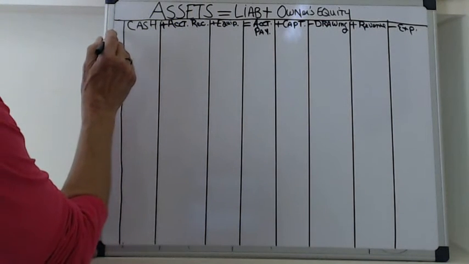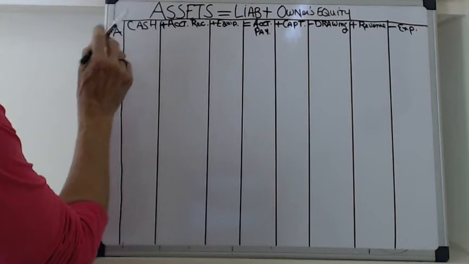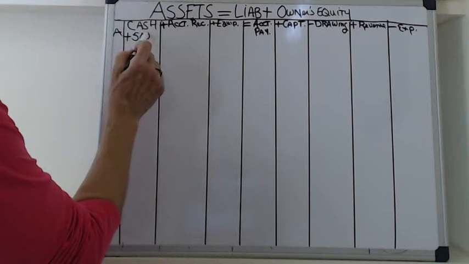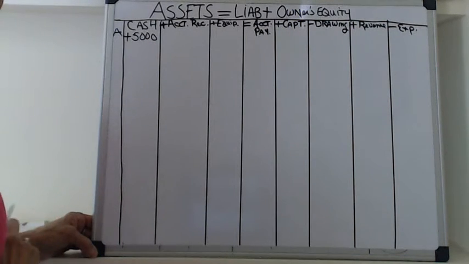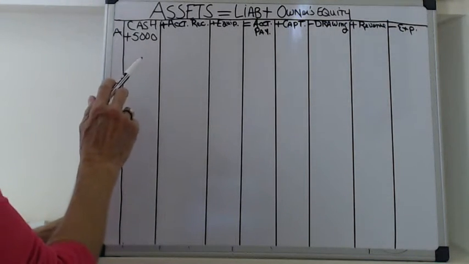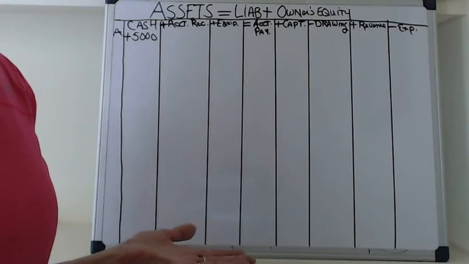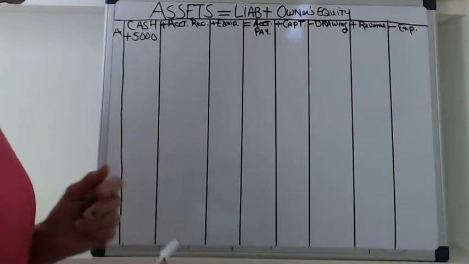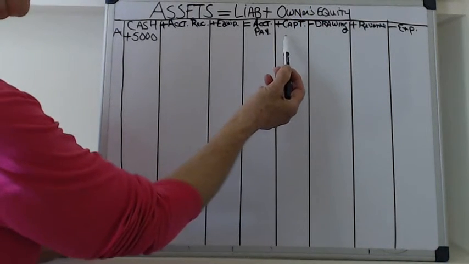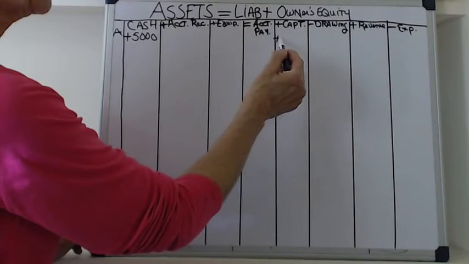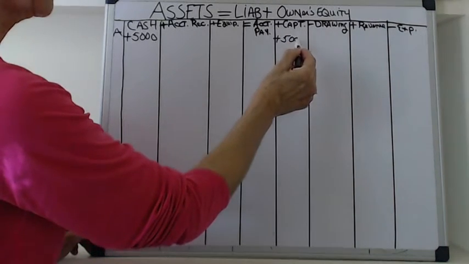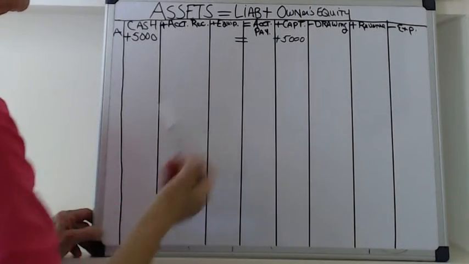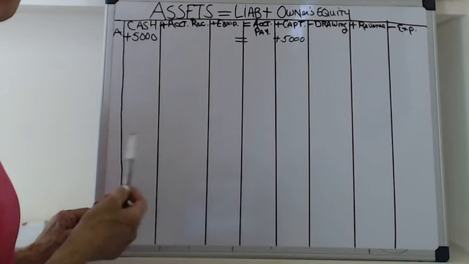So I'm going to put transaction A, meaning my first transaction, and I'm going to add $5,000 to the cash account, meaning that now he's got $5,000 in cash. But accounting tells the other part of the story. Where did that money come from, that $5,000? It was his investment, which means it's his capital now. So under capital, I'm going to add $5,000 to the capital account. So here's my equal sign, so you can see that both sides equal 5,000.